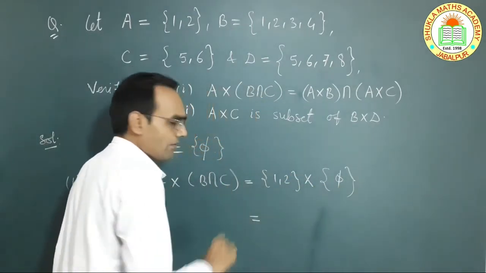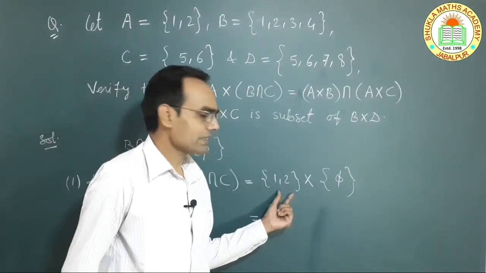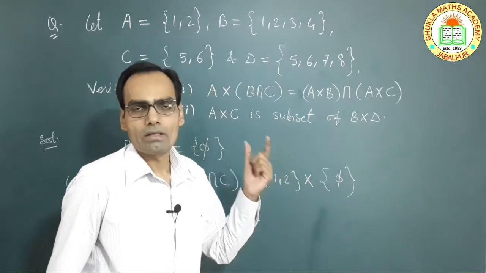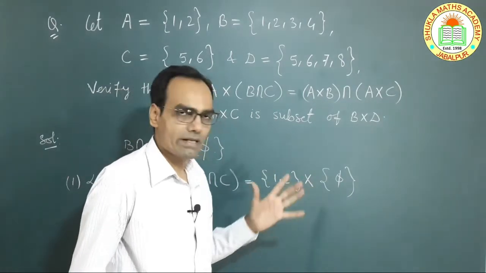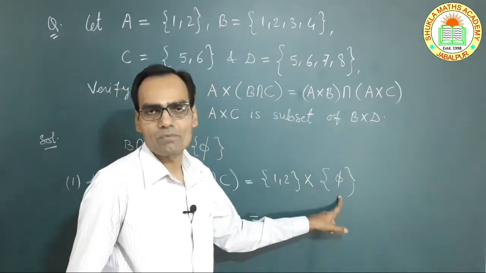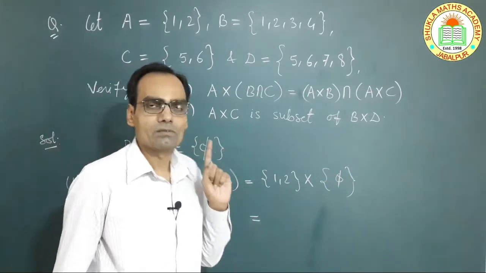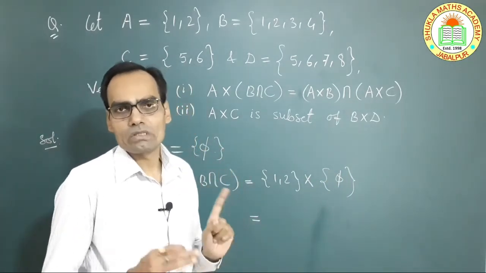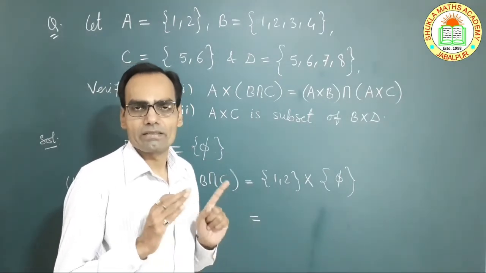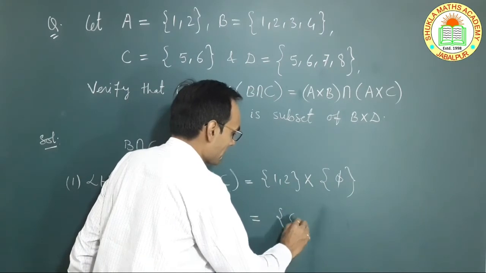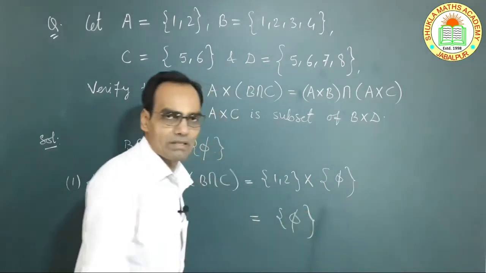So now here the first set is non-empty and the second one is the null set, and we have to find the Cartesian product of these two sets in which one of them is the null set. There is a property: if one set in a Cartesian product is the null set, then its value is also the null set. So it is ∅. Remember that.